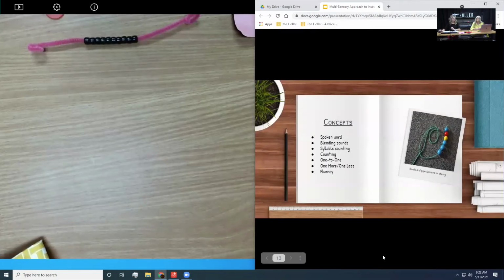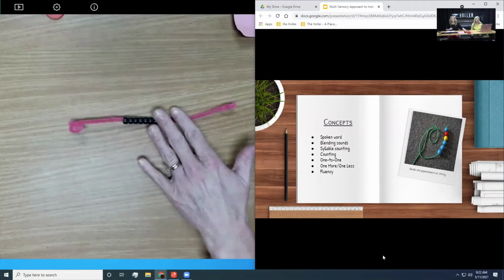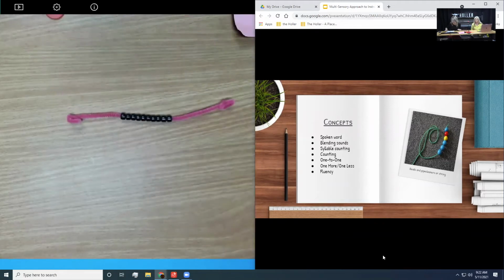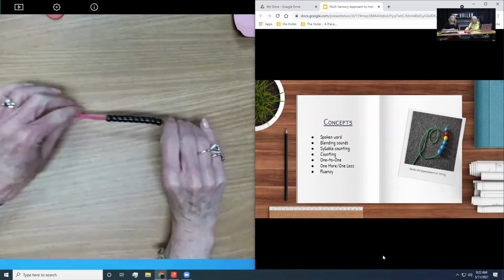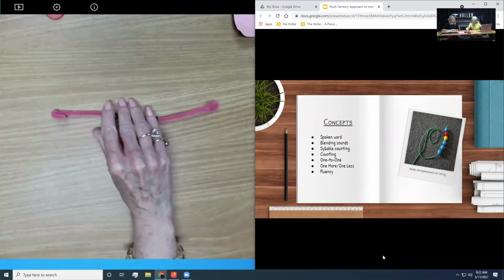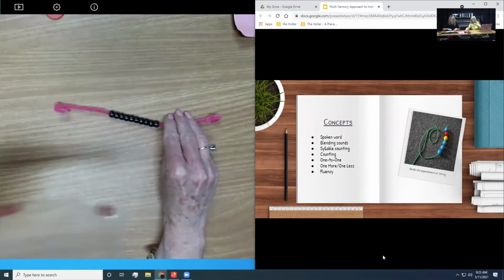Okay, now for the fun stuff. Yes. All right, we're going to get into doing some of the activities. So the first one we're going to use is the pipe cleaner and the beads. And of course, if you look at yours, you actually have red beads on yours as well.